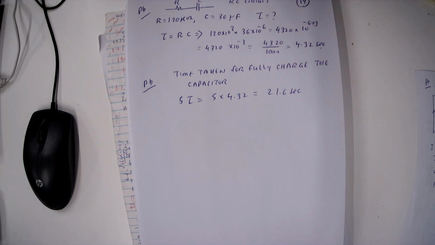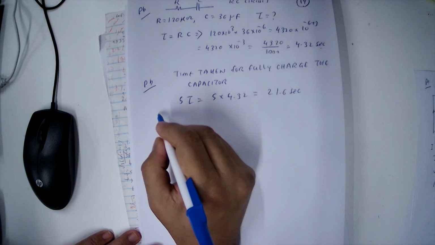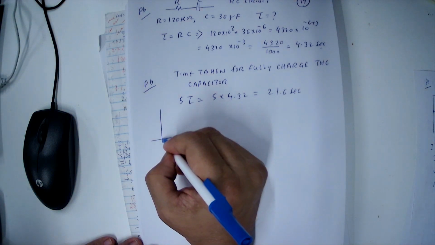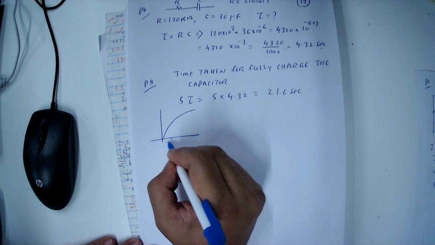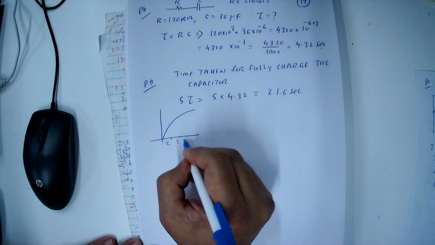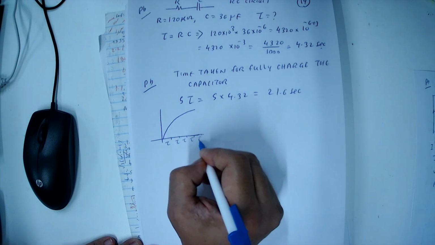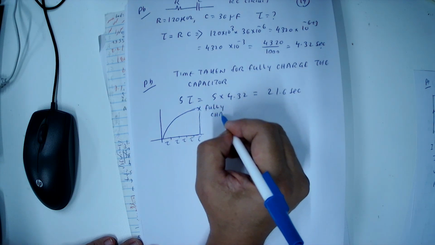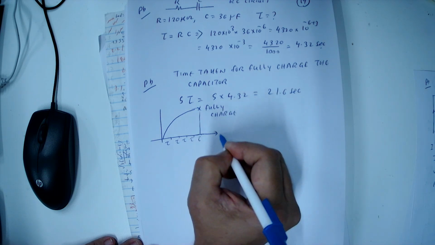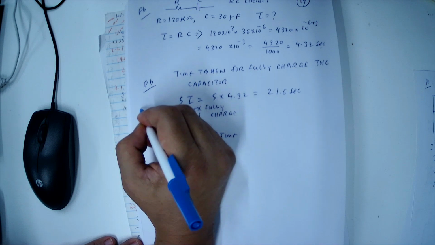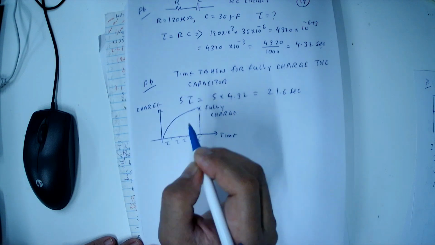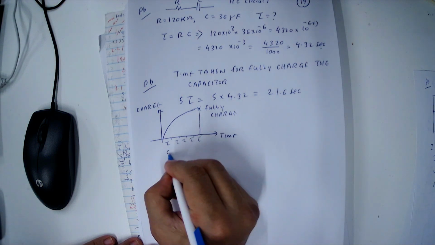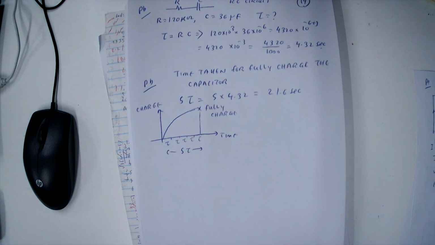Another one is the time constant. Time constant is according to this way: 1 time constant, 2 time constant, 3 time constant, 4 time constant, 5 time constant. Cap time is fully charged. So this is the time, here is the charge. So this is the 5 time constant. The capacitor can be fully charged.